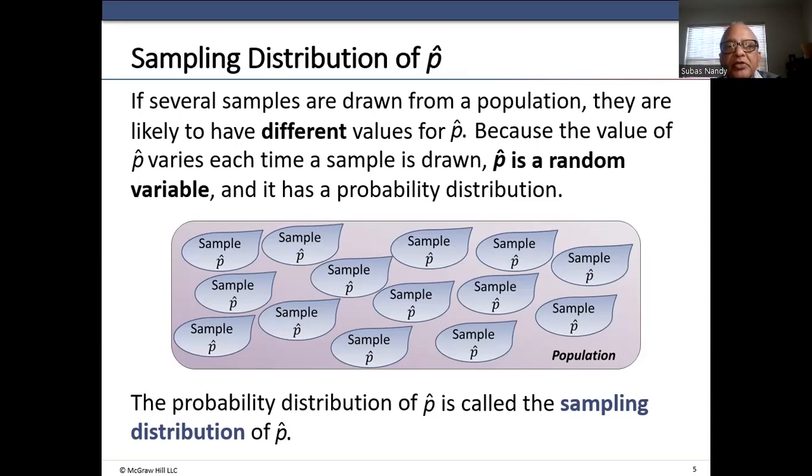So if several samples are drawn from a population, they're likely to have different values for P hat. Because the value of P hat varies each time a sample is drawn, P hat is a random variable. Why is it a random variable? Because beforehand we do not know what will be the value of P hat. So it's a random variable and it has a probability distribution. That means P hat is on the horizontal axis, and on the vertical axis is relative frequency or probability. The probability distribution of P hat is called the sampling distribution of P hat.